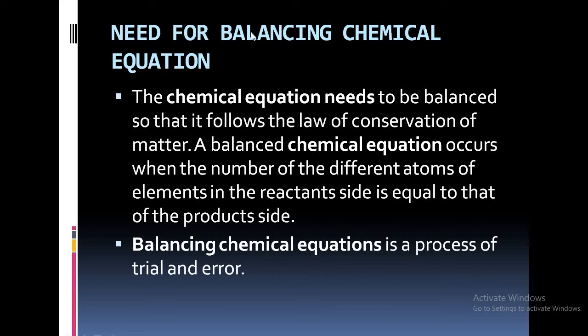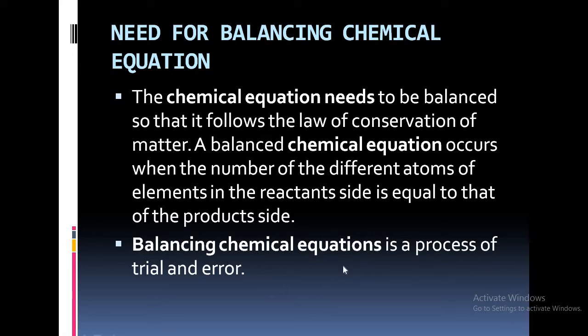Now, why do we need to balance the chemical equation? As we all know, there is the law of conservation of matter. So that is why the chemical equation needs to be balanced, so that it follows the law of conservation of matter. And what does this law say? This law says that matter can neither be created nor be destroyed. It can only change its form from one form to another. So a balanced chemical equation occurs when the number of atoms of different elements on the reactant side is equal to that of the product side.